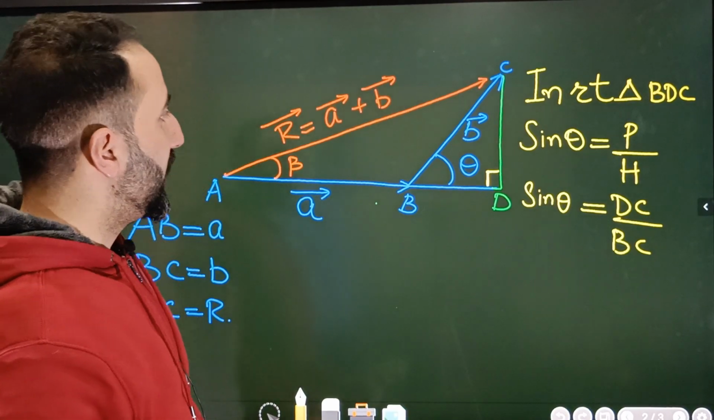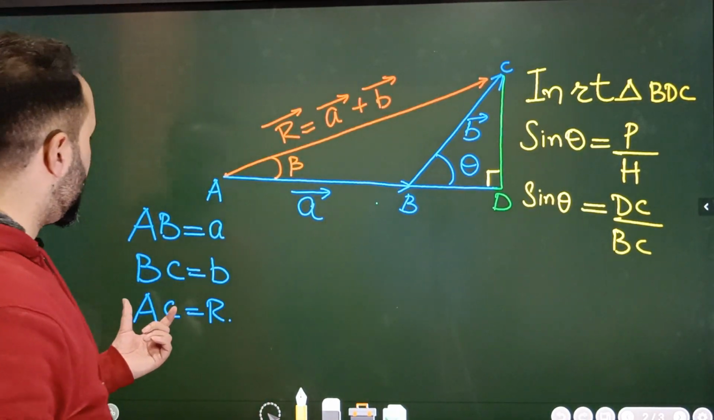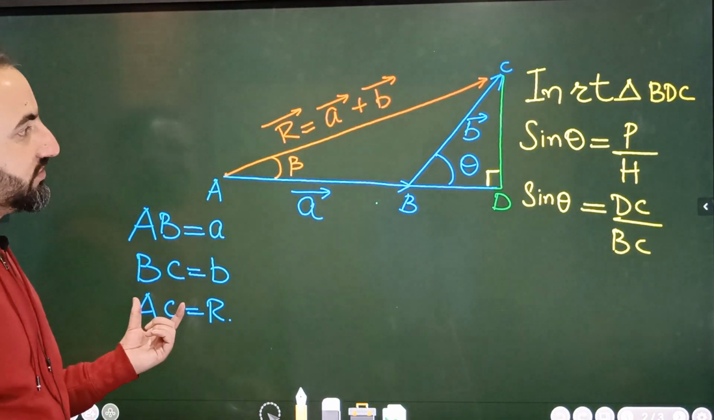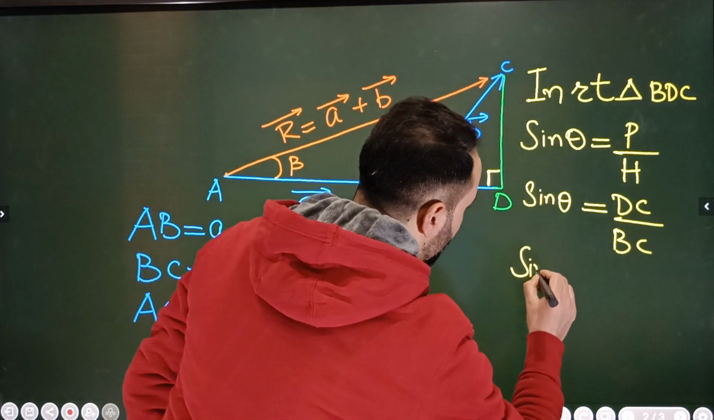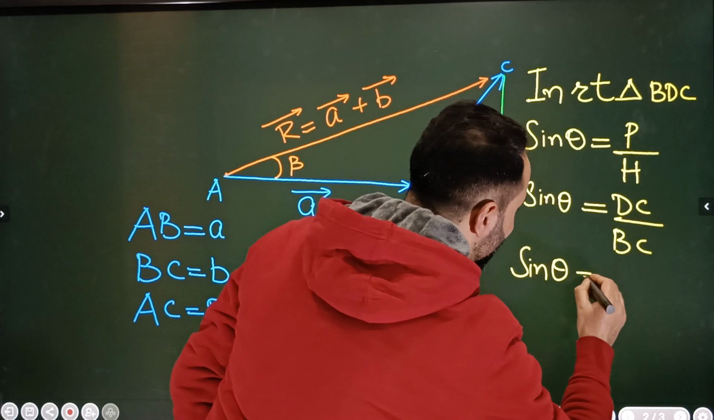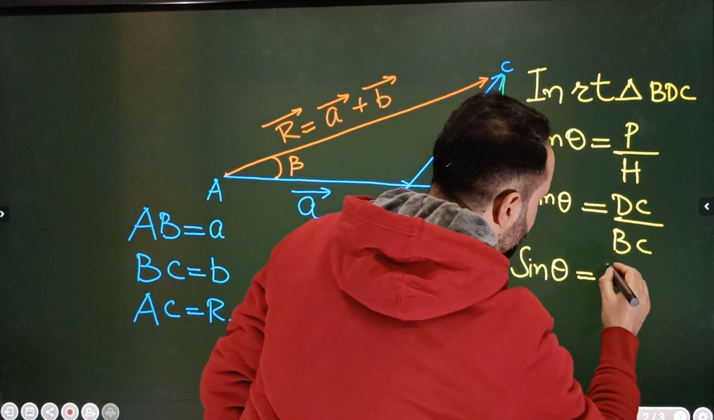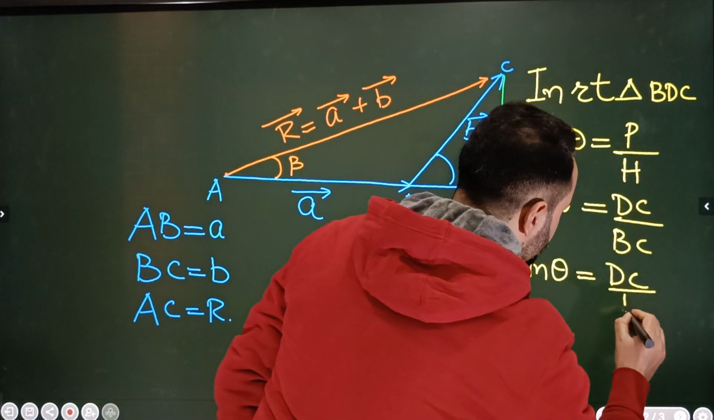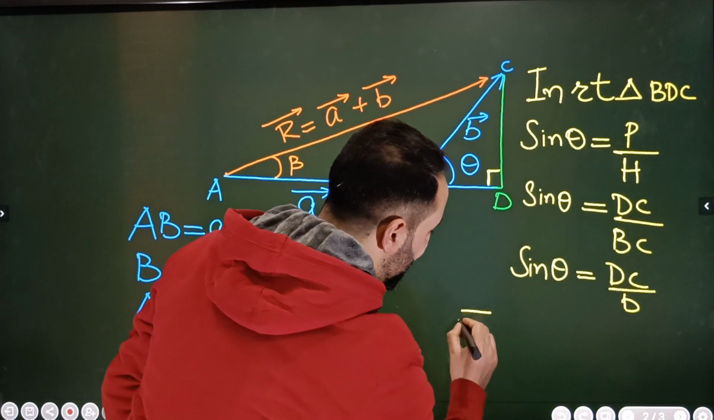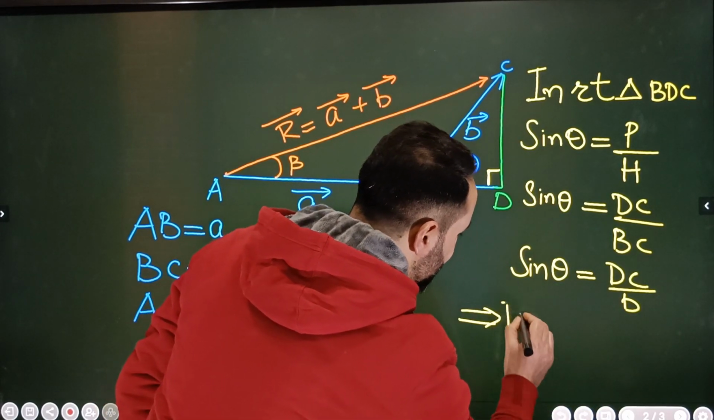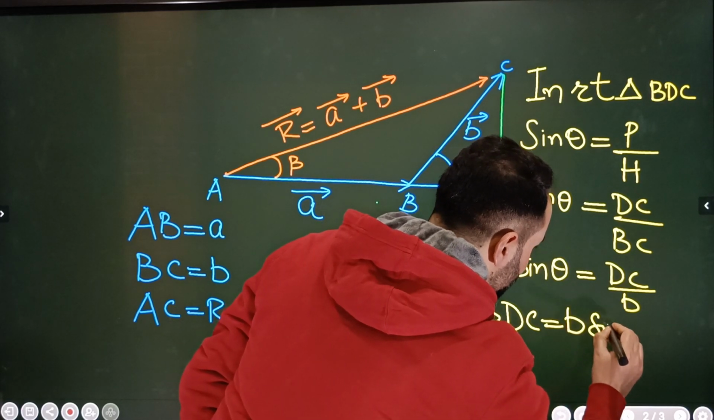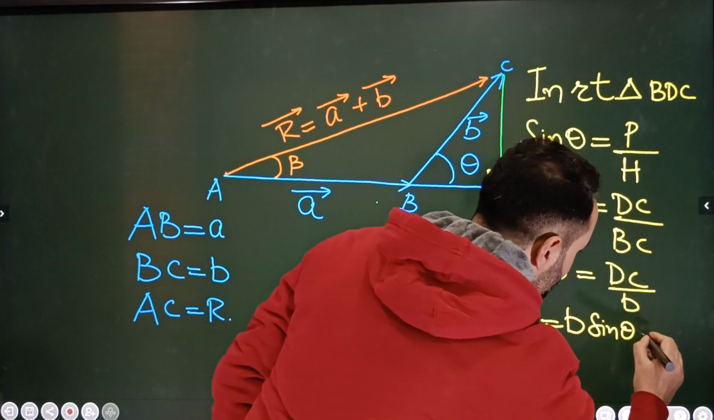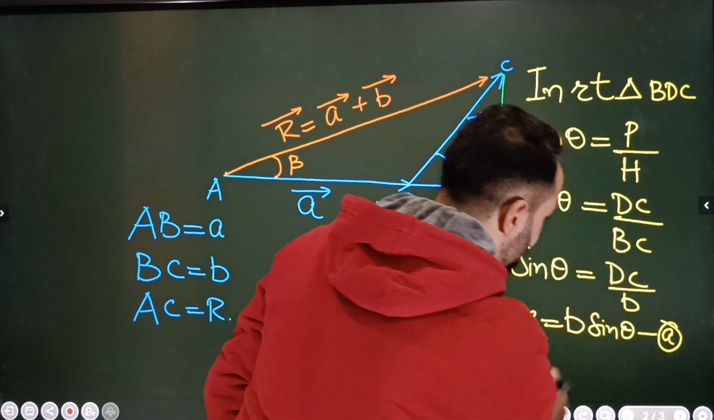All right? Okay, now this BC will obviously be replaced by B, because this BC is equal to B. So that's what I will write down here. Here I will write sin theta is equal to DC over B. So this in turn implies that this DC is equal to B sin theta. Let's label this as equation number A. So this is our equation number A.